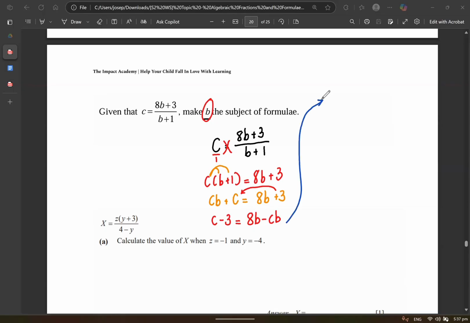Make sense? All right. C minus 3 is equal to 8B minus CB. Now you can isolate B. I swap position because I'm more comfortable with whatever I want to find to be on the left-hand side. So B is over here. So B equals (C minus 3) over (8 minus C). Can you understand? And therefore, this is your answer for this question.